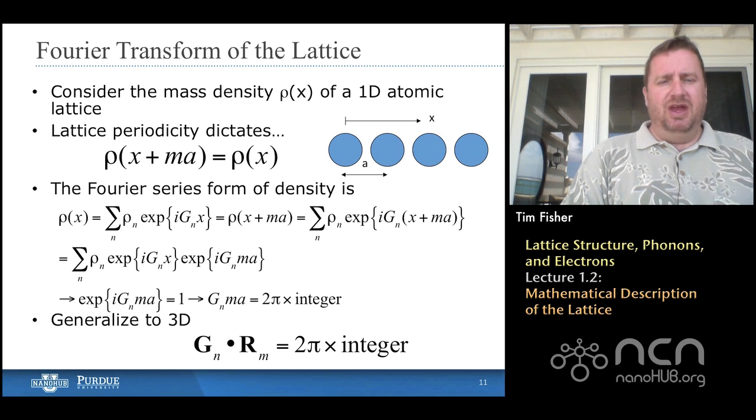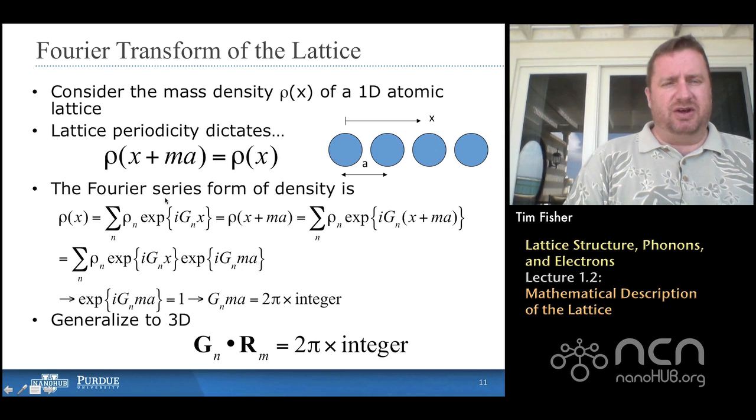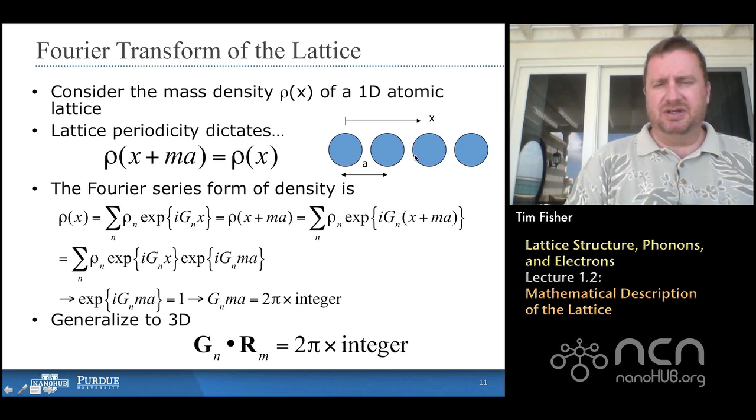So if we look at how to do this, how to Fourier transform the lattice, so to speak, generally speaking, if we had a chain of atoms, the chain would look like this. We have this periodicity.